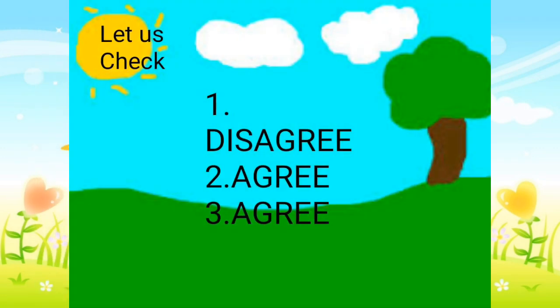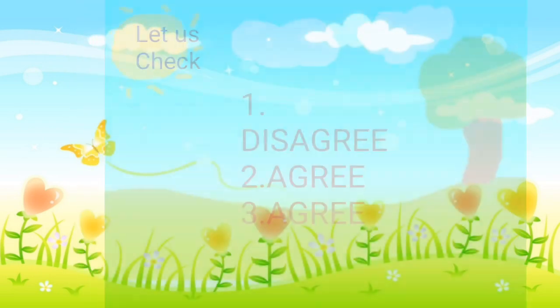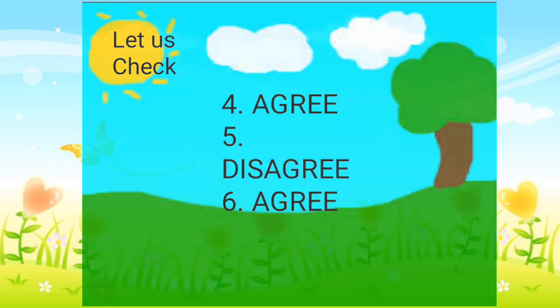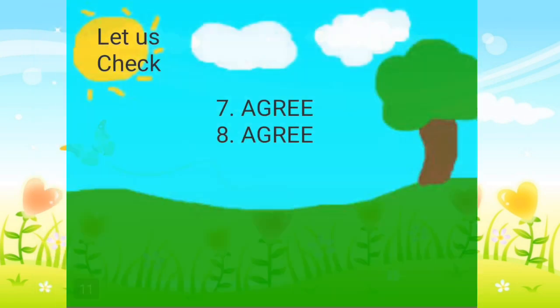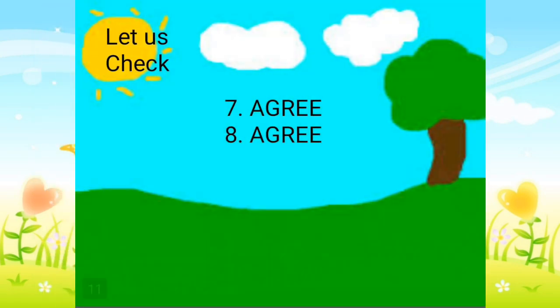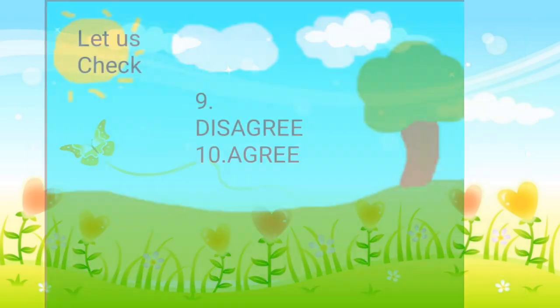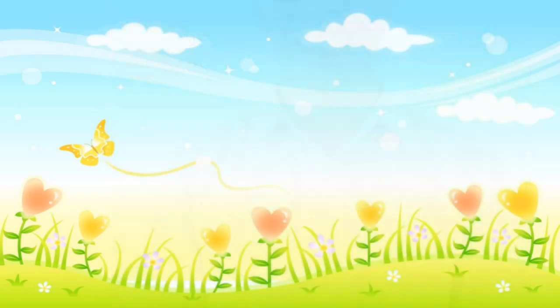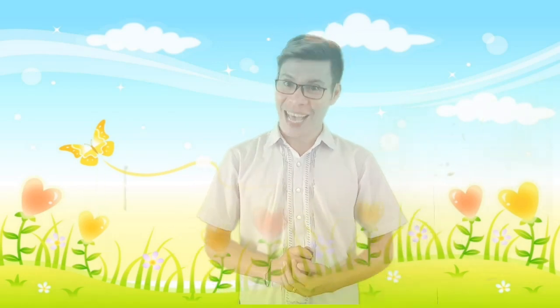Let us check your answer. For number 1, we have disagree. Number 2, agree. Number 3, agree. 4, agree. 5, disagree. 6, agree. 7, agree. 8, agree. Number 9, disagree. And number 10, agree. Since I know that everybody is ready for our new lesson, let us fasten your seatbelt and relax.